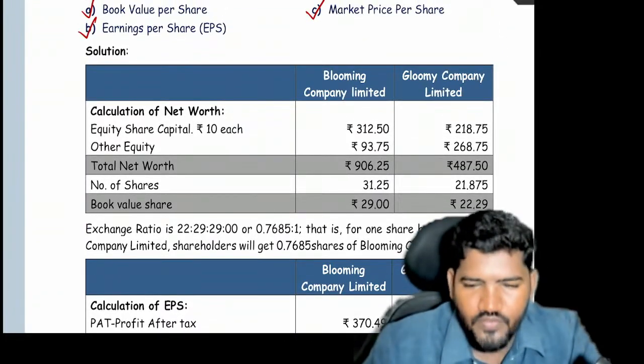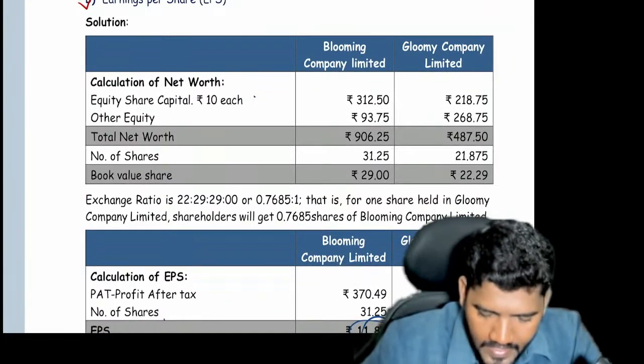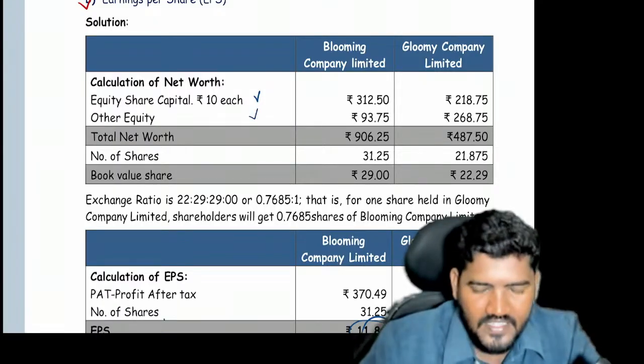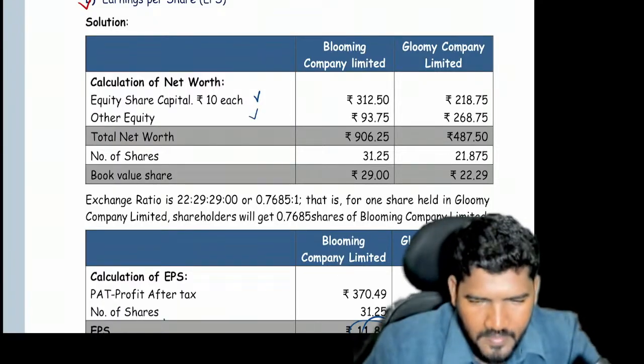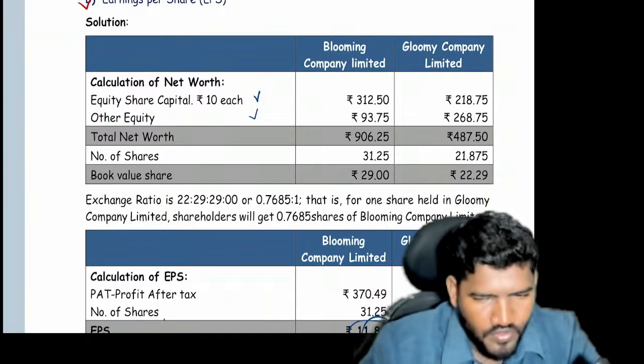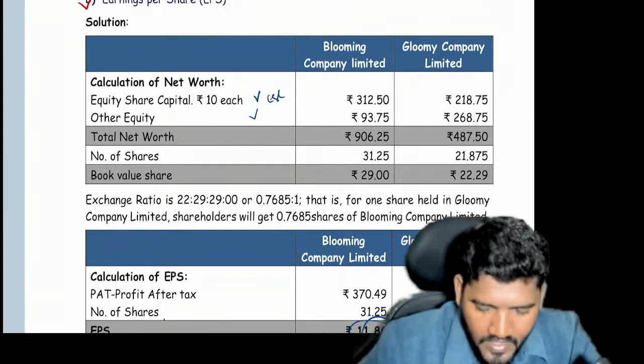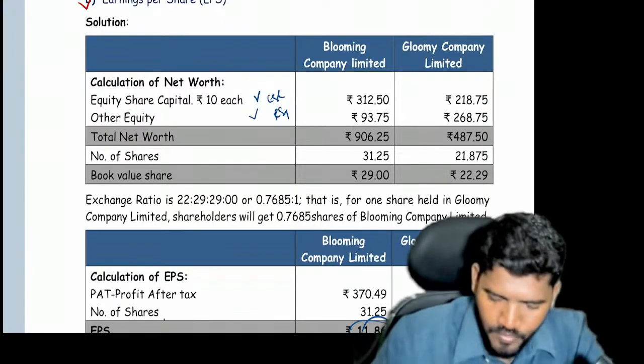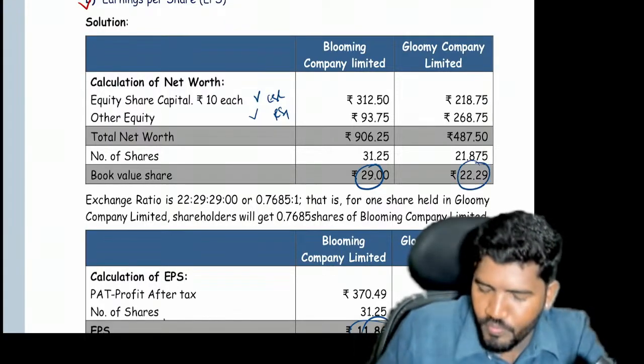I said already, net worth. So equity plus preference share capital, there is no preference share capital, plus other equity, which is nothing but reserves and surpluses, minus fictitious assets. There are no fictitious assets. That's why equity share capital and reserves and surplus is nothing but net worth. Divided by the number of shares, you will get book value per share, 22.29.